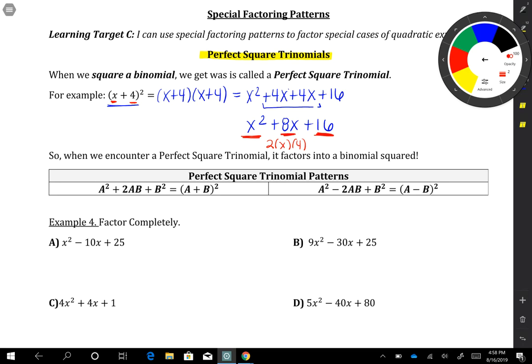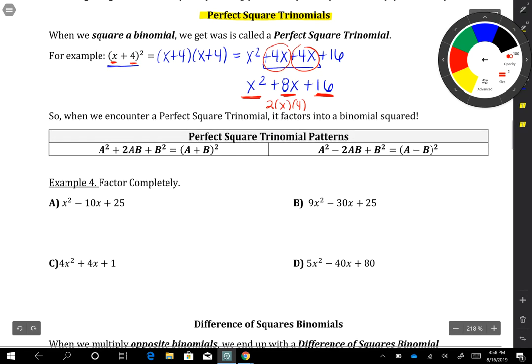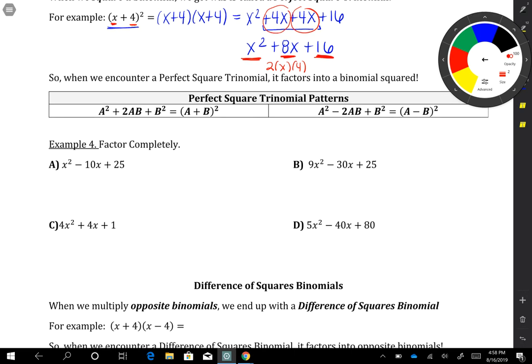Another way to think about this is when you multiply x and 4, you get 4x. And do you see when we were multiplying, we had 2 of them? Because they were the same. So we had 2 4x's, which gives us 8x. Now this pattern that was discovered is written down here in the box, a little easier to look at.